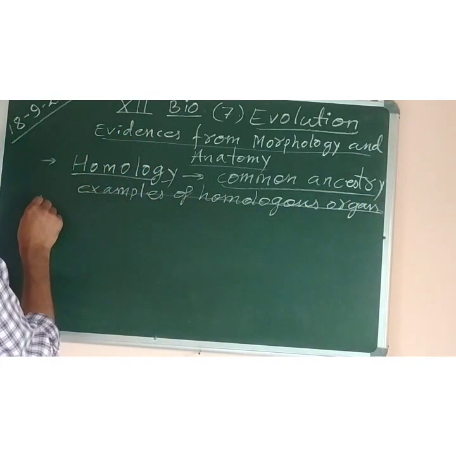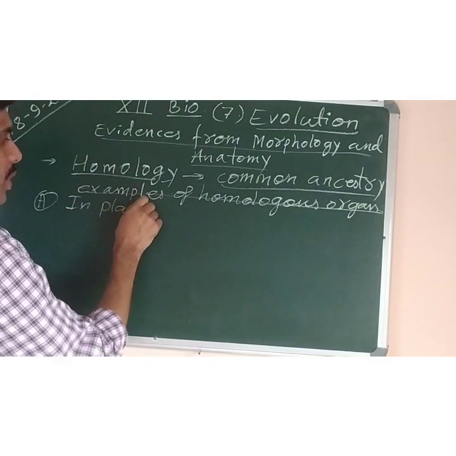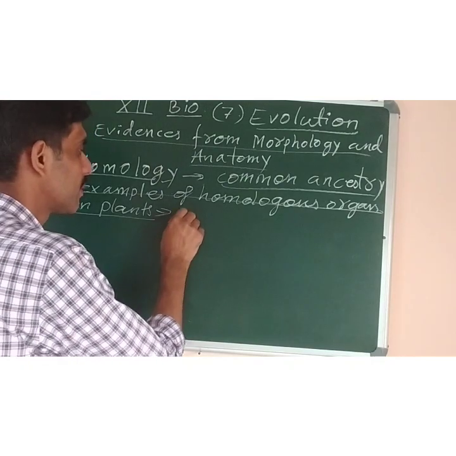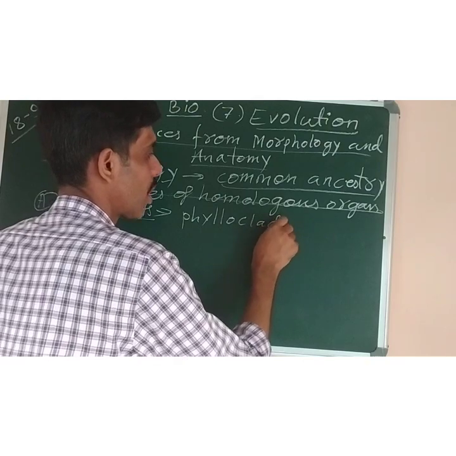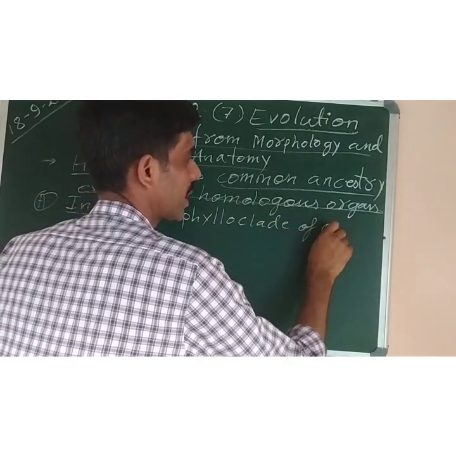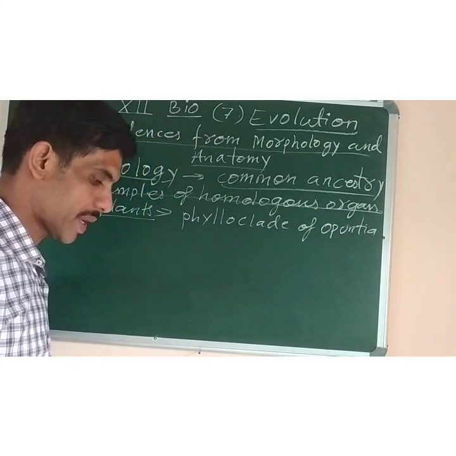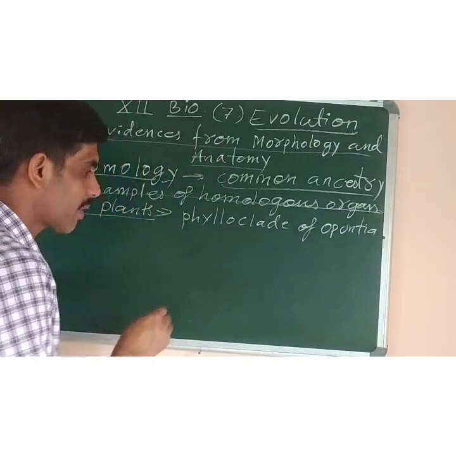In plants also, animals also. First, if you study in plants, what are the 2 examples? If it is asked to write, you will write phylloclade of Opuntia. Quickly here it is called, it is a desert or xerophytic plant. The spelling you can check. Phylloclade of Opuntia and cladode of Ruscus.